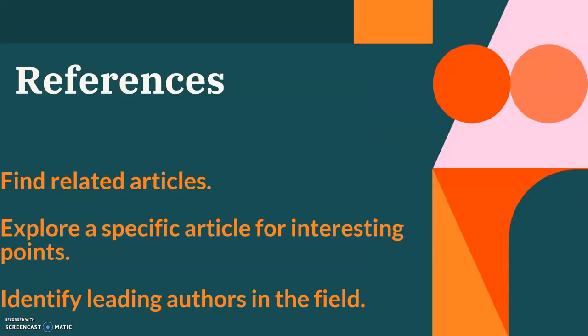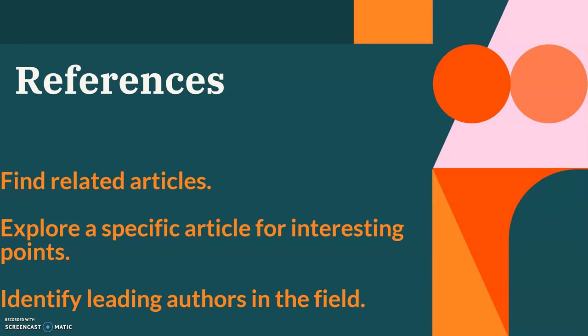The last part of an academic article is the references list. Now, you do not need to read the references, but you should use the reference list to your advantage. You can use references to find articles that are related to your topic by skimming titles on the list. Maybe you saw an interesting tidbit of information in the literature review and want to read the entire study. You can use the reference list to locate that study.